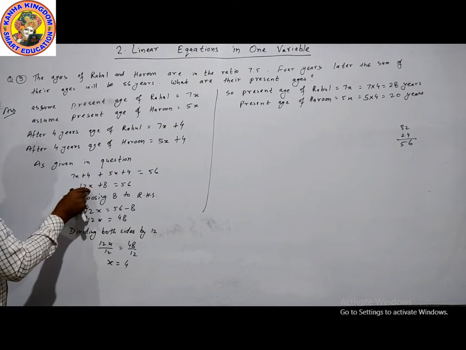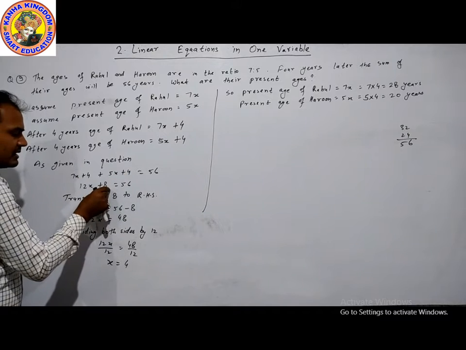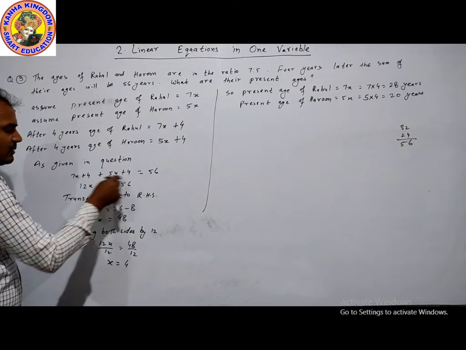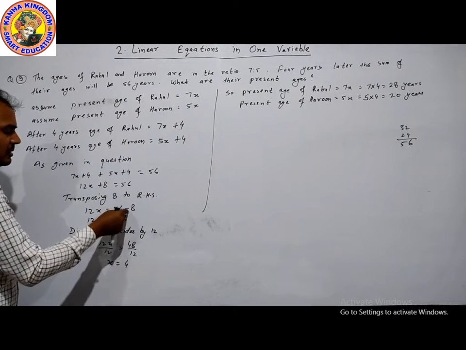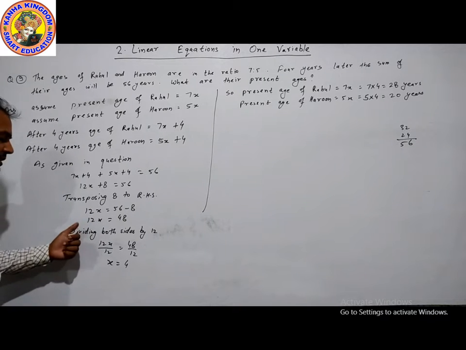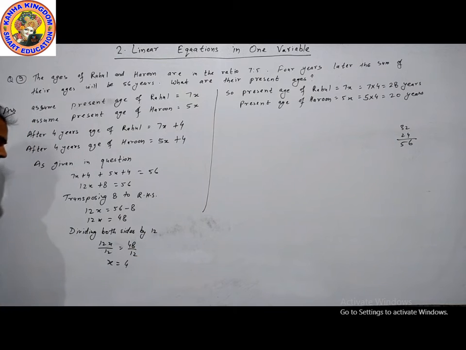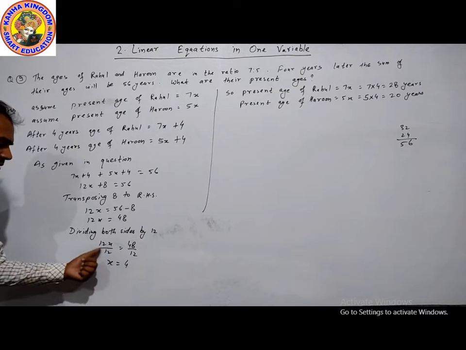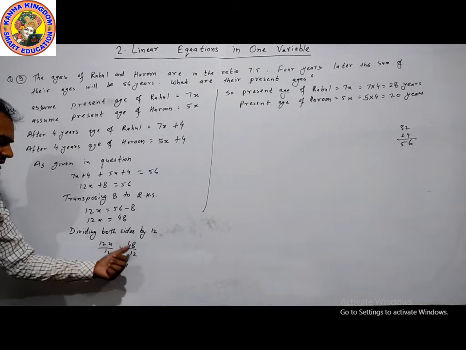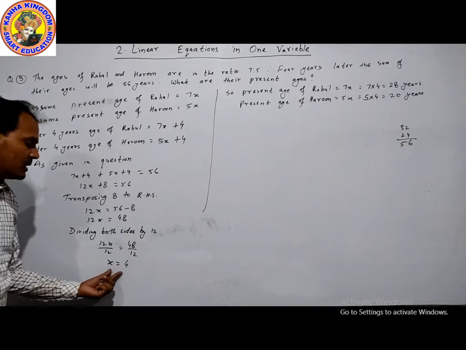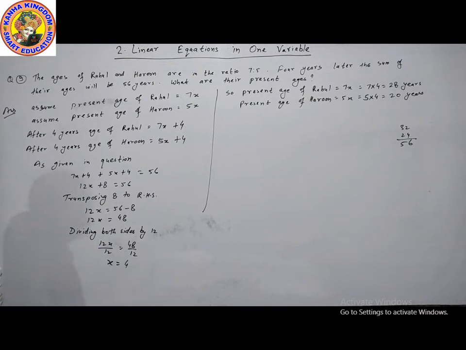7x plus 5x is equal to 12x. 4 plus 4 is 8. 56. When we transpose 8 to the right hand side, the sign will change, so positive will convert into negative. 56 minus 8 is 48. Now we will find the value of x. This is multiplied by 12, so we will divide both sides by 12. 12x divided by 12, 48 divided by 12. 12 cancels out, then the remainder is x. 12 can divide 48 four times. So x is 4. But this is not our answer.